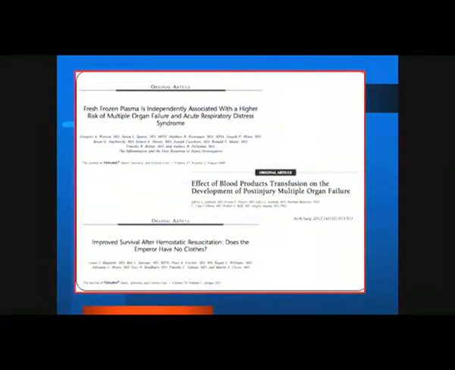Even though the majority were pushing for FFP, there are still articles standing against the use of FFP. They are claiming that it is one of the causes of multi-organ failure in some of the cases. These are all collecting data. Some of the articles would say, go for FFP, others, no, stop, because it has a side effect.